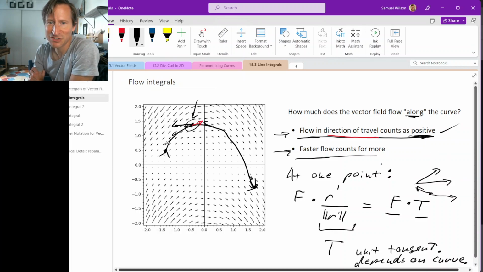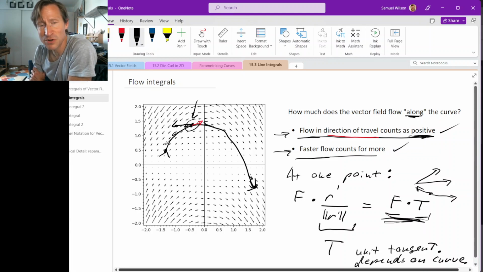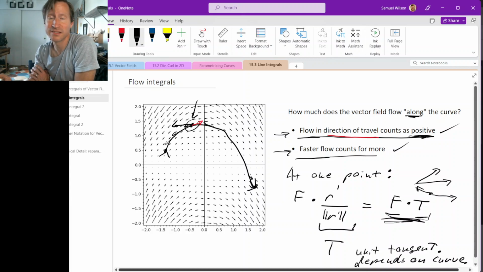Also, let's check that faster flow counts for more. Well, if we make F longer, then this dot product will get bigger because if you stretch one of these vectors, the dot product is increased by the same amount. So faster flow will count for more. So this dot product does appear to be measuring what we want at a single point, and of course it's a scalar.